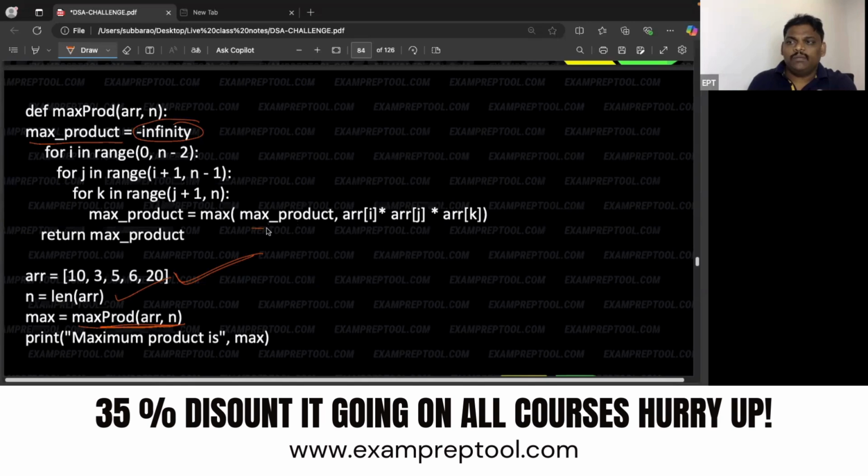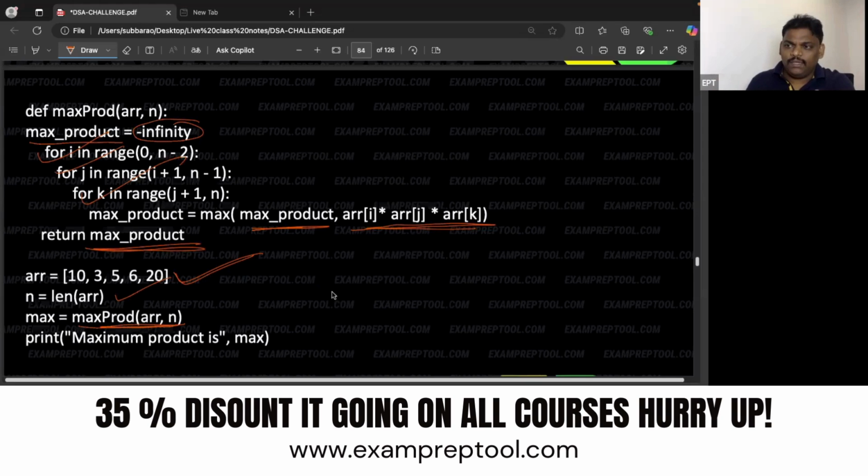Simple. Existing maximum product, i value, j value, k value, multiply. Whichever is maximum, take every time. Previous one, new one, whichever is maximum, take. Continue through the three inner loops. Lastly, return. That will be the answer.